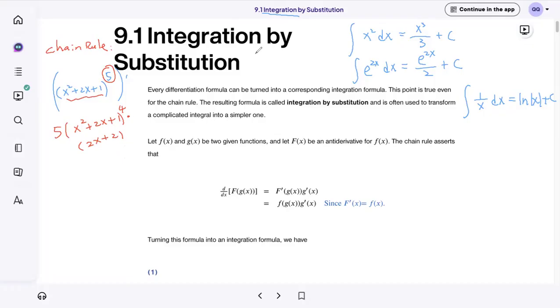So now chapter 9, section 1 is talking about when we do anti-differentiation, right? We go from this to this. So what do we do? Usually we use the substitution method. Substitution method. All right, let's see.